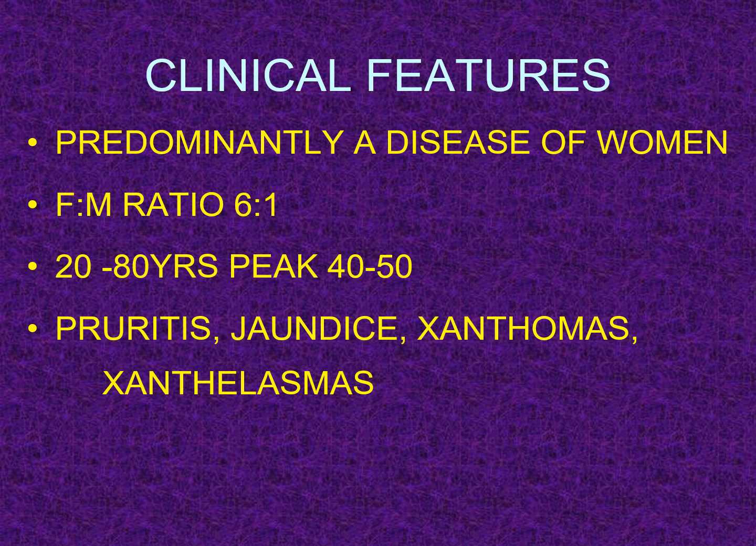Finally, the clinical features: it is predominantly a disease of women. The female to male ratio is 6 to 1. The age involved is 20 to 80 years, and the peak age is normally 40 to 50 years. The features would be pruritus, jaundice, xanthomas, and then steatorrhea, and these are because of the cholestasis, which we have already discussed.